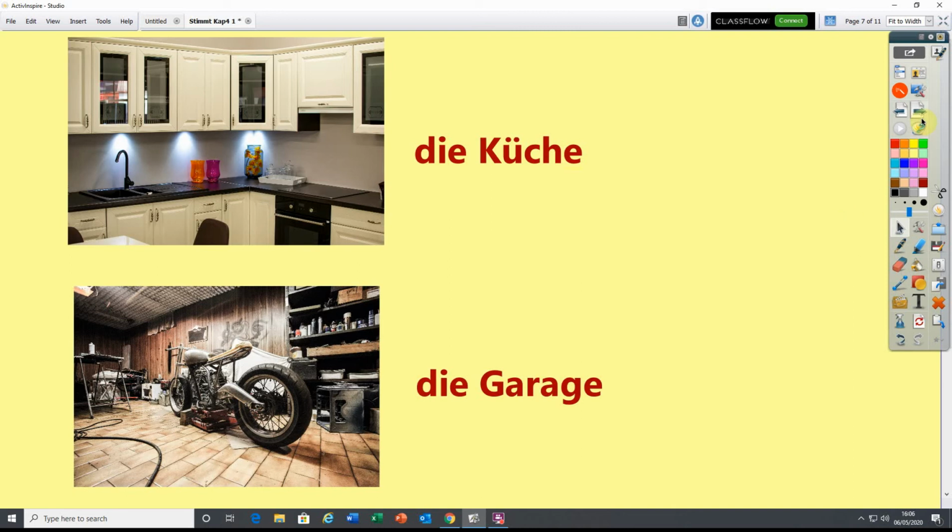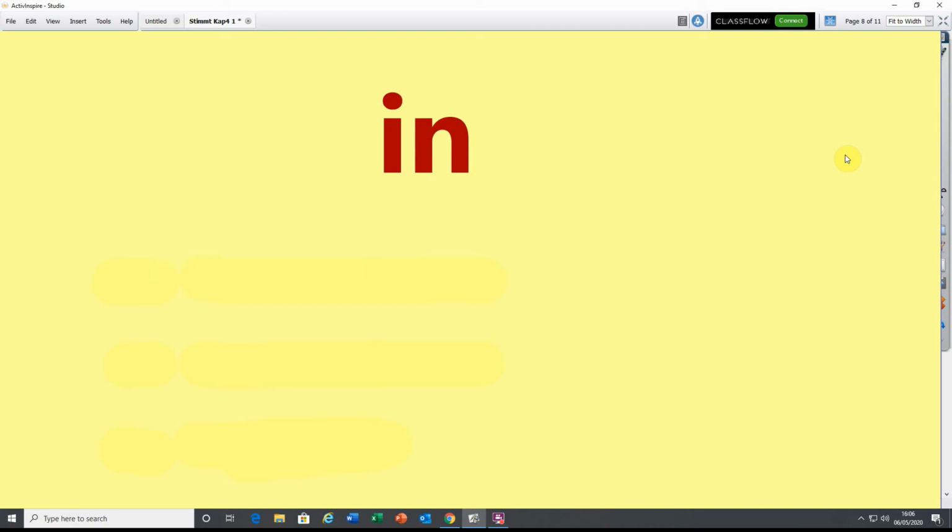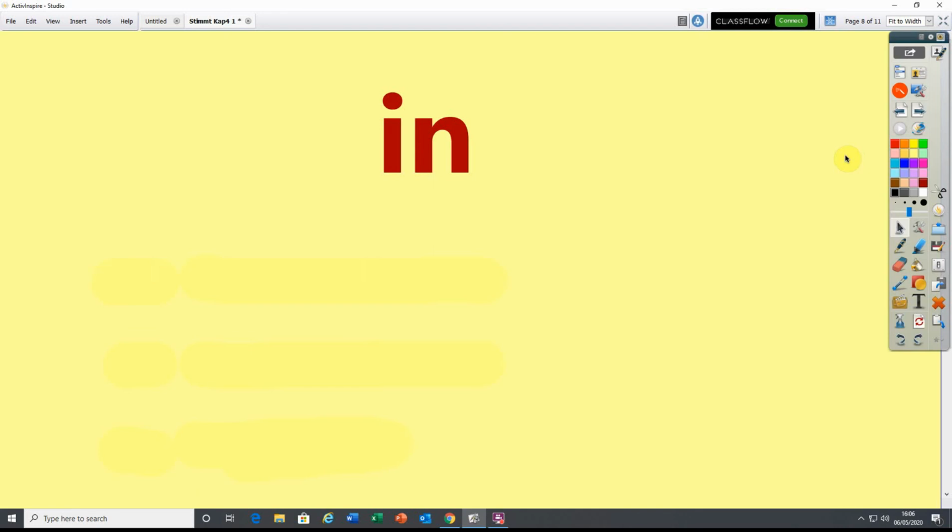Okay, so we have various words for different rooms in the house in German, and some are masculine, some are feminine, and some are neuter. That's all straightforward. Now, what have we got here? We've got our old friend in. Now, we looked at the word in very recently. Can you remember what we said? Because when in is followed by a noun, as it very often will be, and you're describing the position where someone or something is, what do we need to remember?